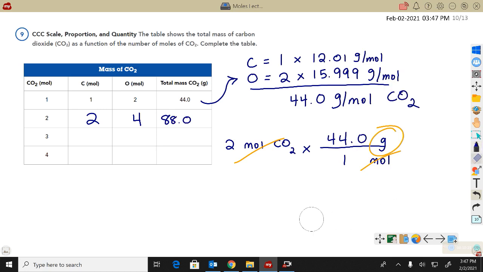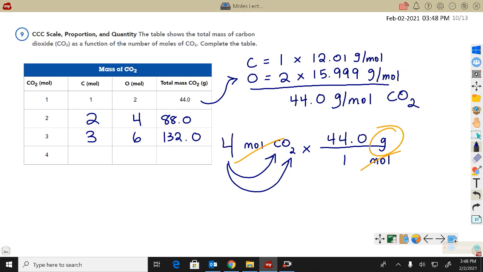I can then just change this number out in front and say, now what if I had 3 moles of CO2? Well, then there would be 3 moles of carbon. There'd be 3 times 2. There'd be 6 moles of oxygen atoms. And then I would just multiply. 3 times 44 would be 132. 132 grams. And then I can do the same thing, switching this to a 4.